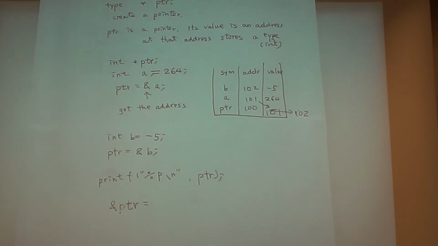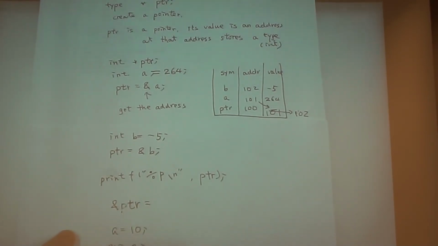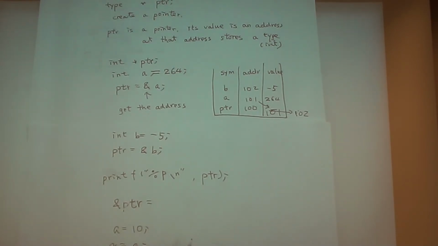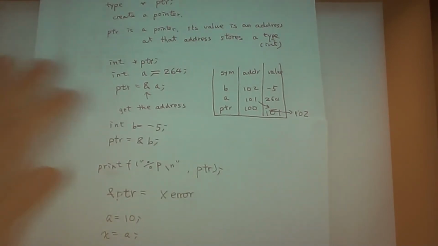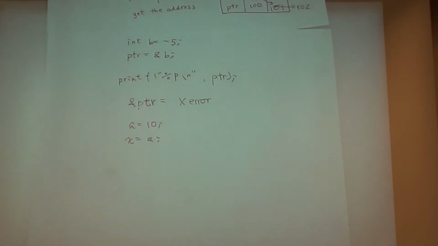Everybody understand that? Right? If you say a equals 10, it means you want to change a. If you say x equals a, it means you want to read a and change x. Does everybody agree with me? So if we say ampersand ptr equals something, what are you trying to do? You are trying to change the address. Can you? No. The compiler will say you are crazy. Okay? Does that answer your question? Yes. Alright. So the next question is, what's ampersand ptr?